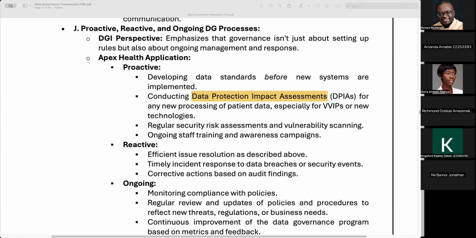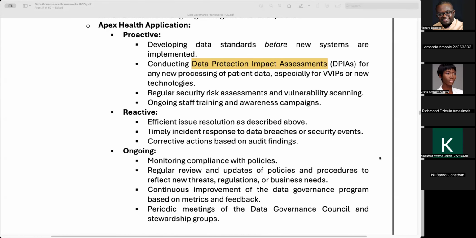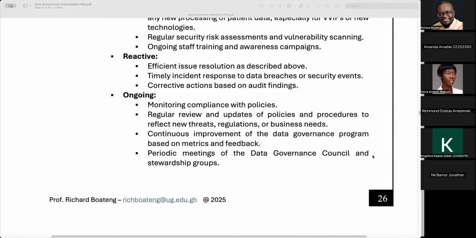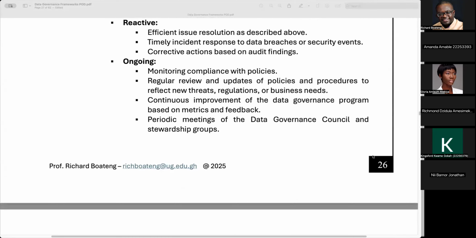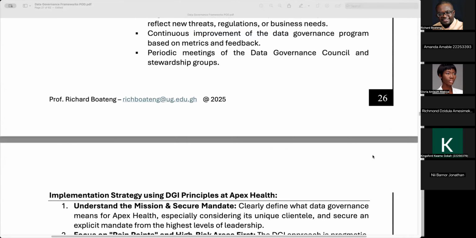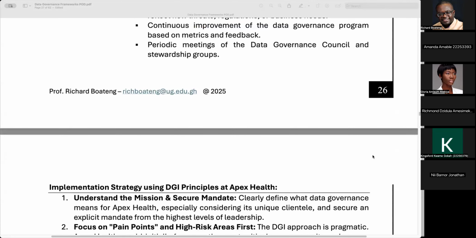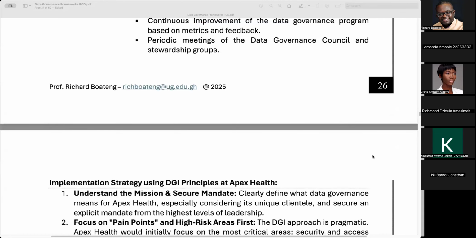Reactive processes focus on responding efficiently and effectively when things go wrong, having streamlined issue resolution pathways, ensuring timely and effective incident response, and implementing corrective actions to prevent recurrence. Ongoing processes are the continuous maintenance activities: compliance monitoring, regular policy reviews and updates based on changing regulations or risks, continuous improvement initiatives for the DG program based on metrics and feedback, and regular meetings of the governance bodies, council, working groups, VVIP subcommittee to keep things moving.